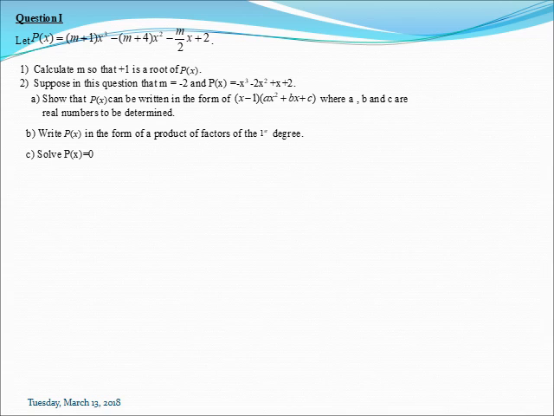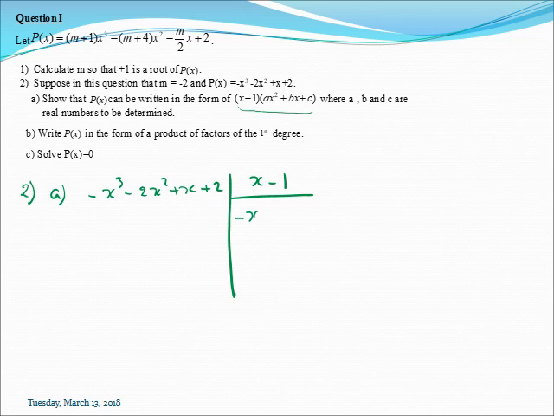Number 2. Suppose in this question that m equals minus 2 and p of x equals minus x cubed minus 2x squared plus x plus 2. Show that p of x can be written in the form of x minus 1 times ax squared plus bx plus c, where a, b, and c are real numbers to be determined. First, divide minus x cubed minus 2x squared plus x plus 2 by x minus 1.